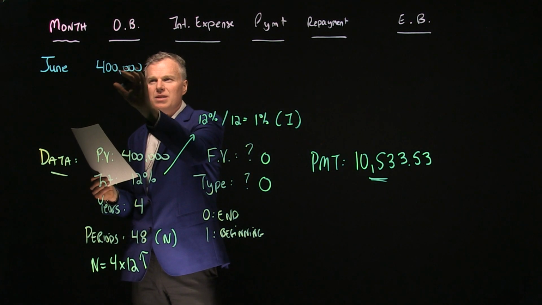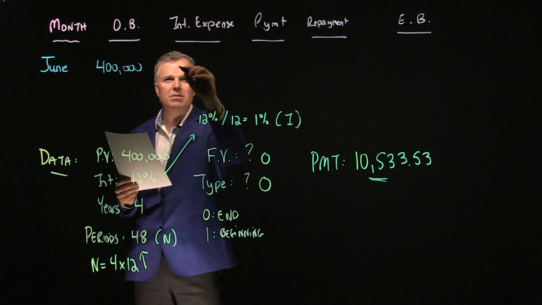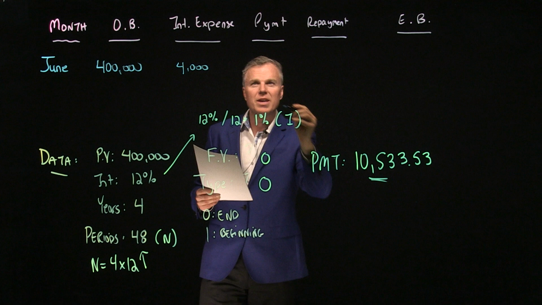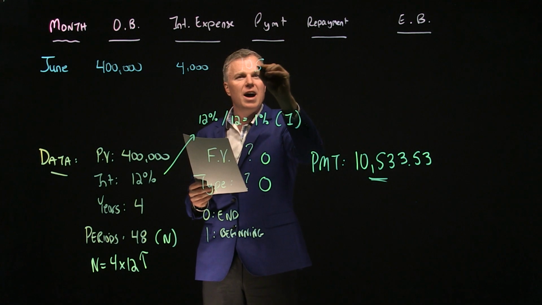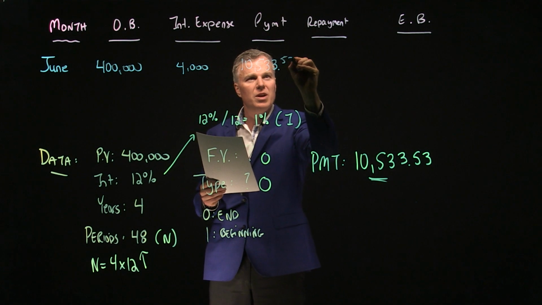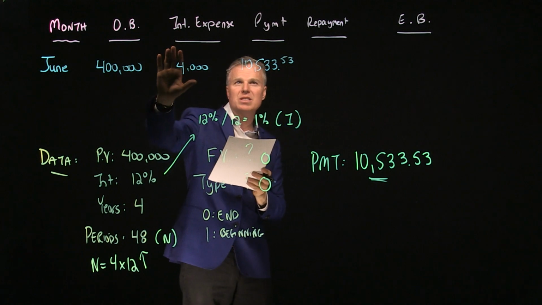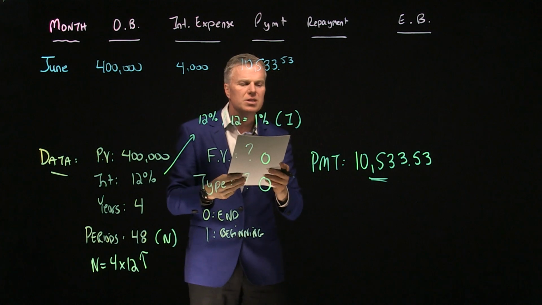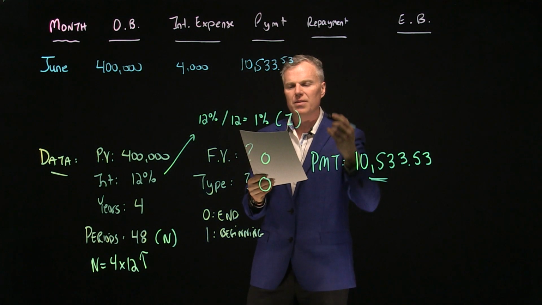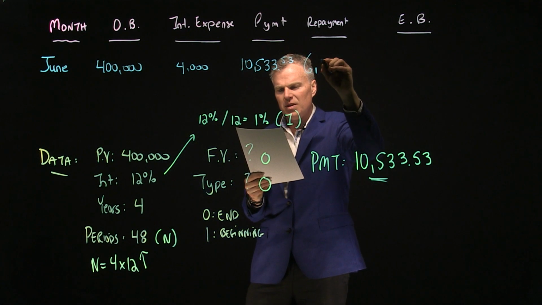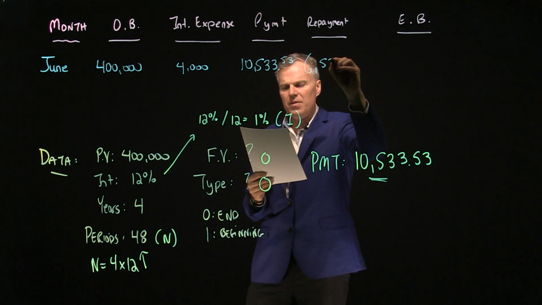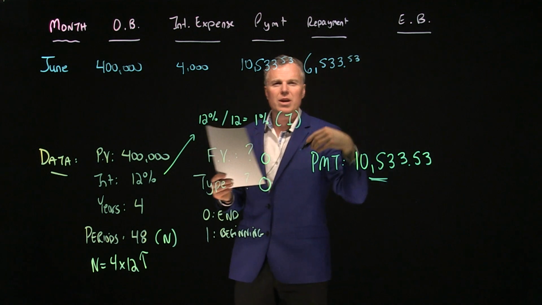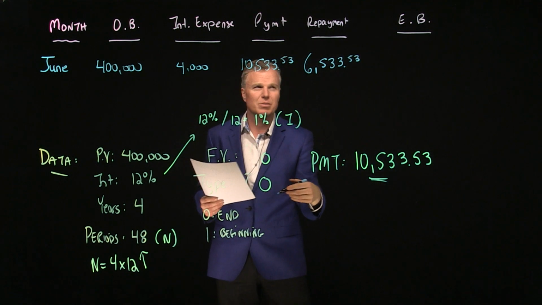So 1% times 400,000 is $4,000. Now the payment we calculated is $10,533.53. So we have an interest expense amount and a payment amount, which is cash. Well, what's the difference? The difference is our financing repayment. That is $6,533.53. Now remember, on your Excel schedule, go to 2 decimals.